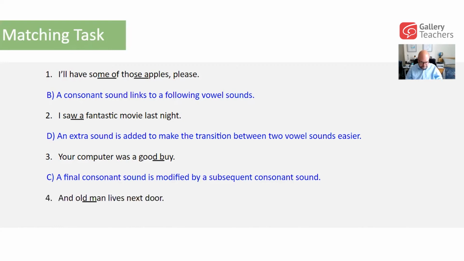And then finally, in this last one, old man, old man. The d is left out. It disappears. It's actually quite difficult with the rhythm of English to be able to say an old man. It just doesn't glide very well. That's why the d disappears, to make it easier to say old man.